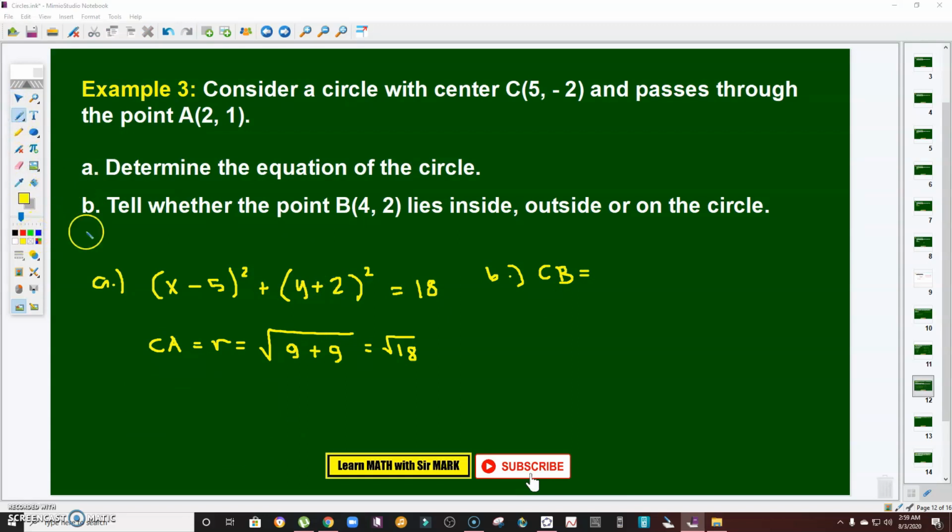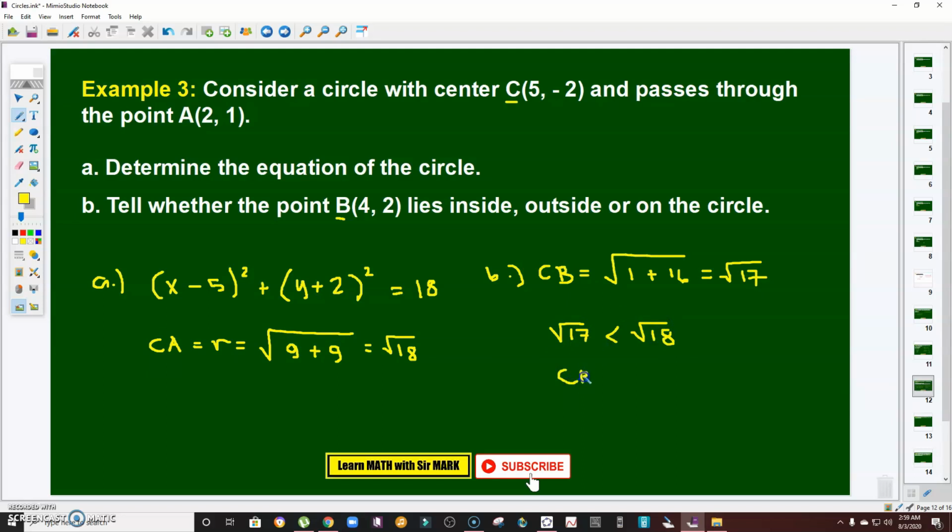Okay, so, CB, that will be the square root of 5 minus 4, square. 5 minus 4 is 1. Square mo, still 1, right? Negative 2 minus 2, that's negative 4, square mo, so that will be positive 16. So, that will give you square root of 17.